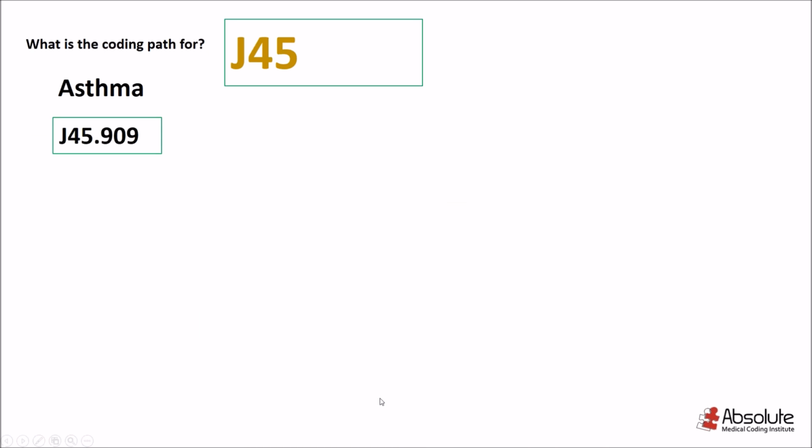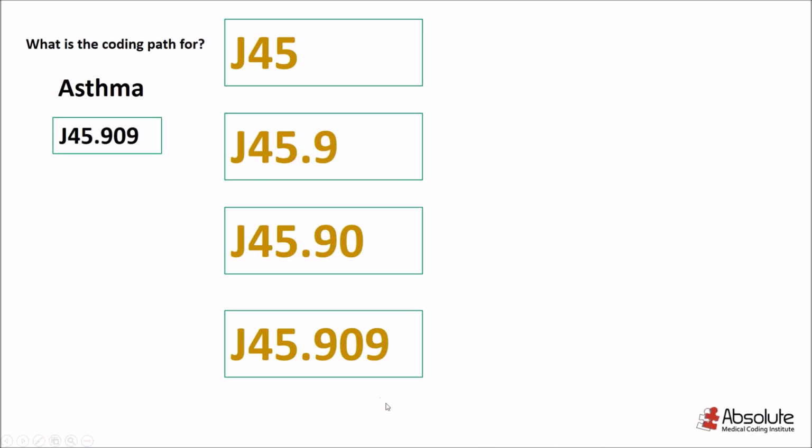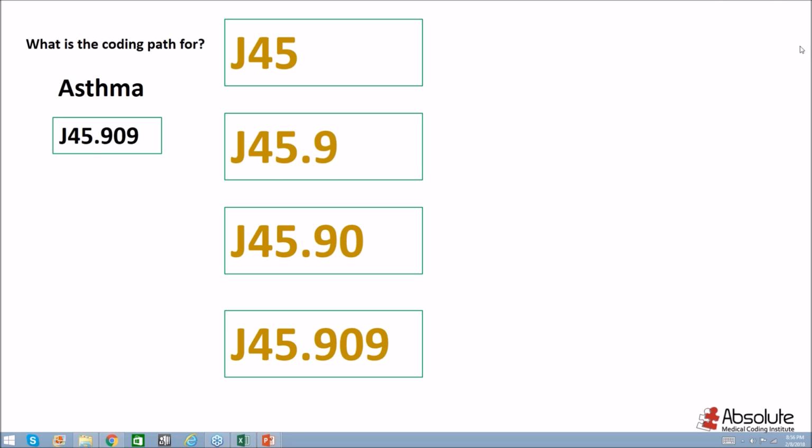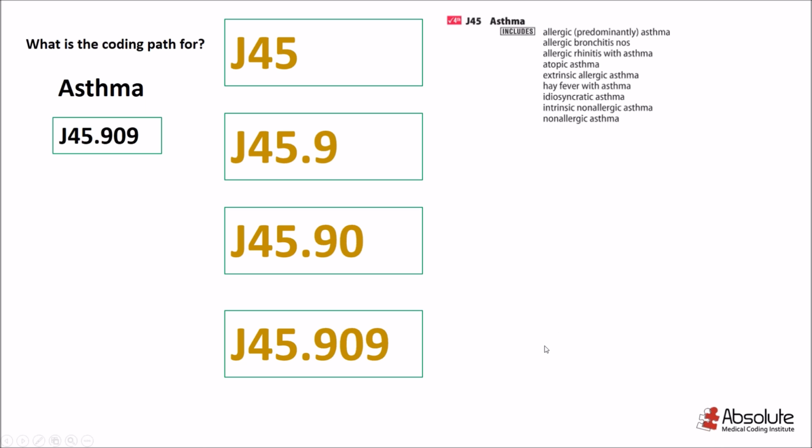Now, we talked about, one second. Now, I want to show it to you in a different way, just for some people that are more visual. Okay, so you've got all of the codes along the path of J45.909. Your category is J45. All of this language applies to your reference code, J45.909, so you have to read it.